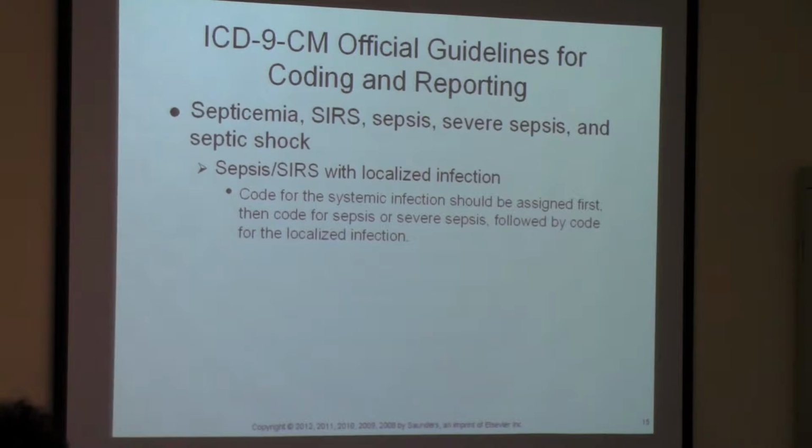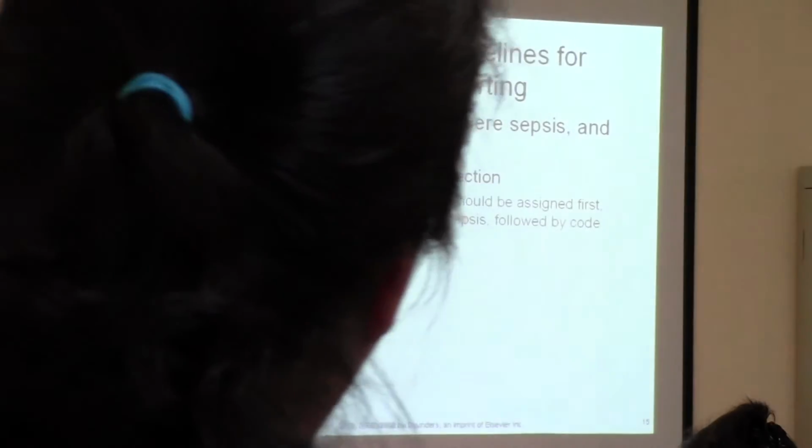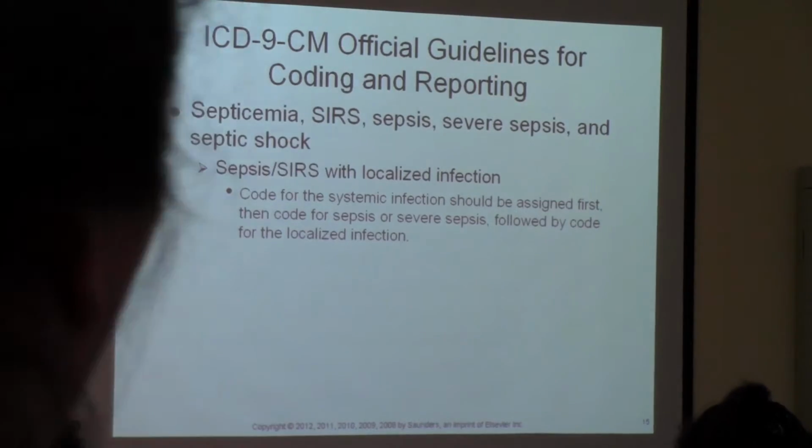Sepsis, SIRS with localized infection. So again, we talked about that one with the cellulitis. That's a localized infection. Basically, what they're saying is if they have sepsis, SIRS with the localized infection, you code for your sepsis, SIRS first, and then code your localized infection. So the example with the cellulitis is the example for that.